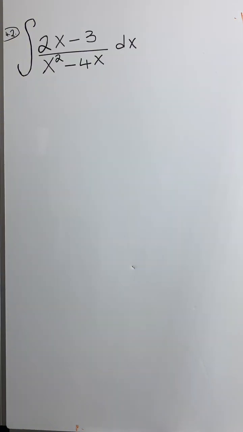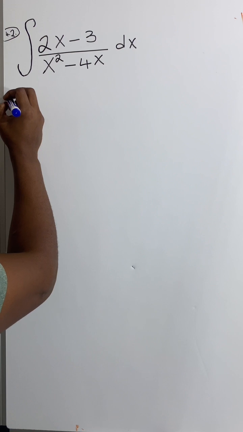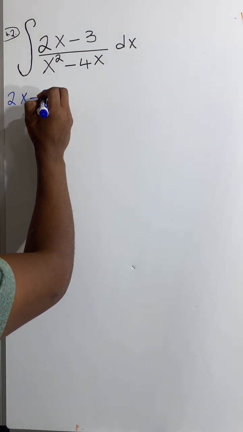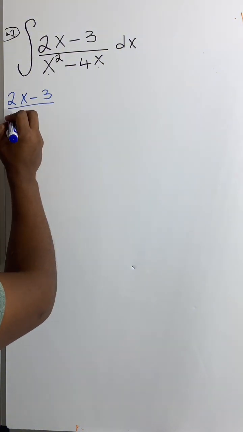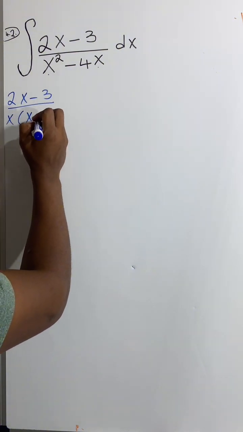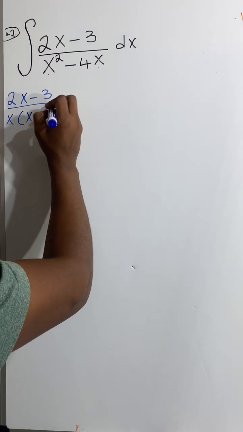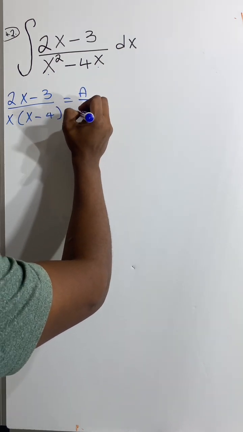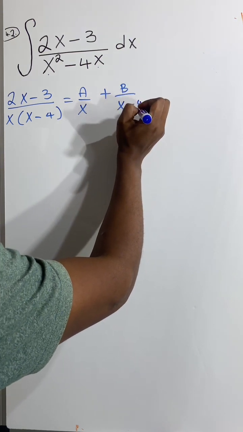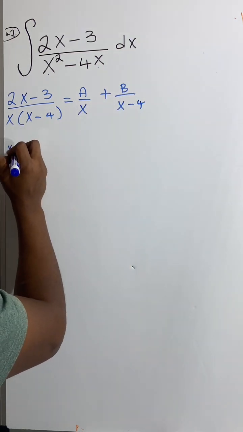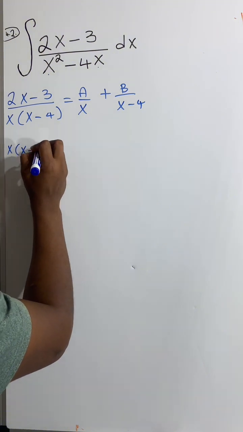Question 4.2, we have to use partial fractions to determine the integral of 2x minus 3 divided by x squared minus 4x dx. We take out the common factor x. X is our common factor on our denominator. This will be equal to a over x plus b over x minus 4. We divide both sides by x in brackets x minus 4.